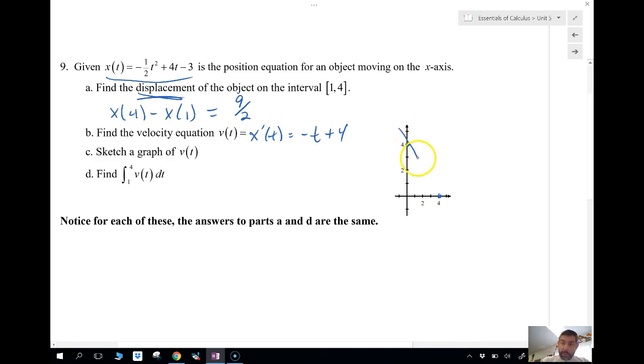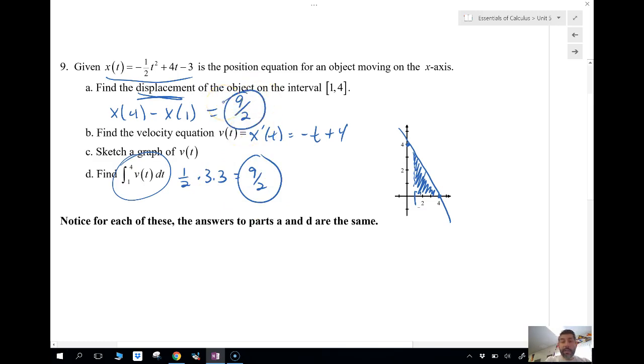All right, so that looks like this. Okay. And it says find the integral using signed area. So 1 to 4, I'm looking at this area here. Okay, I'm going to use 1/2 base times height, which is 9/2. Look at that. Turns out the area under the velocity curve, or the integral, is equal to the displacement. All right, really key important idea here.